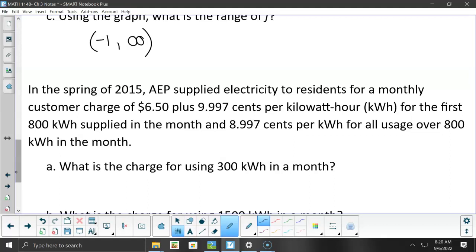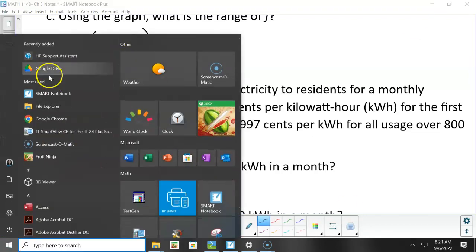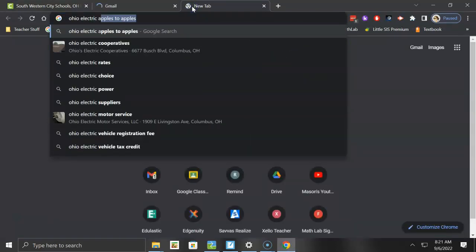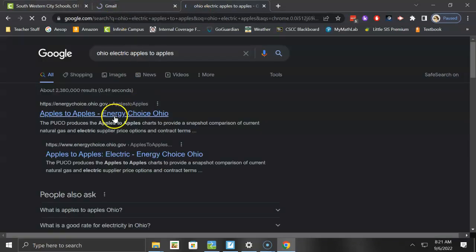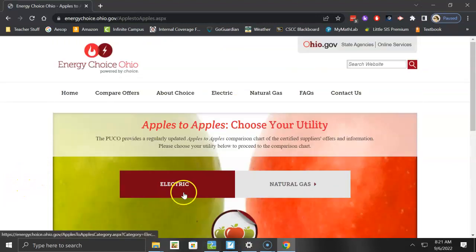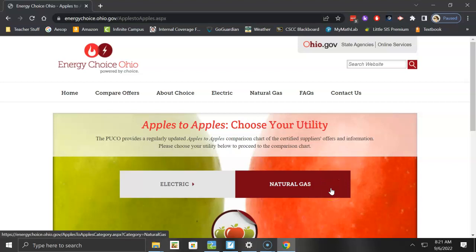Did you guys know in the state of Ohio you can pick who you pay for electricity? I'll show you. So, fun fact about Ohio, you guys can actually pick who you use for electric and gas. It's a little bit more of a pain in the butt than I think people make it out to be.